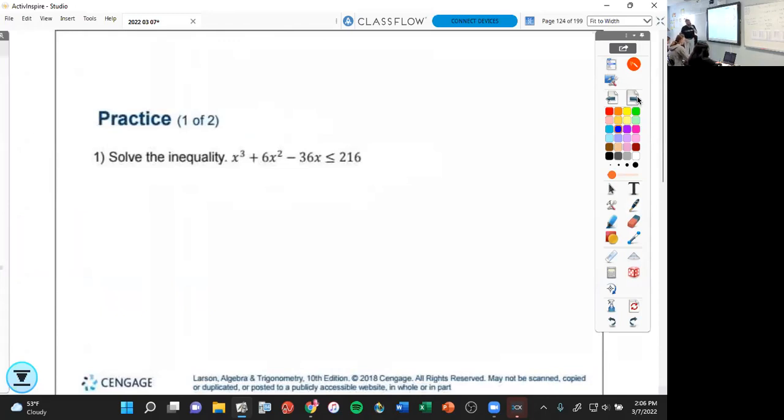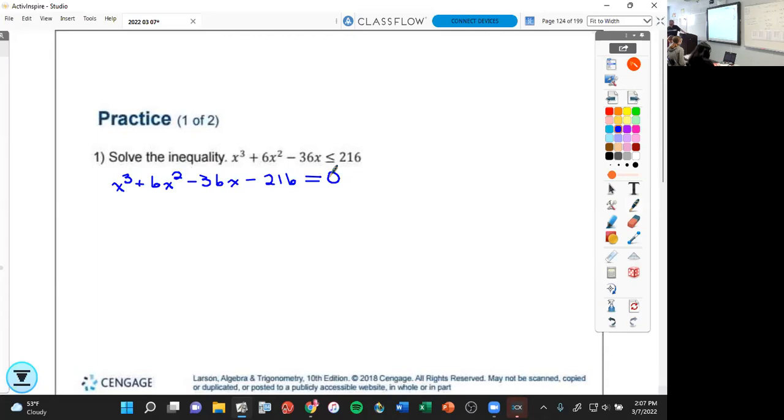All right. So to solve this inequality, the first thing I'm going to do is look for the zeros. So I'm going to solve the related equation. So we have x cubed plus 6x squared minus 36x. I need to bring the 216 over, right? Minus 216. I'm changing this to an equation because I'm looking for the zeros. How would you factor this?